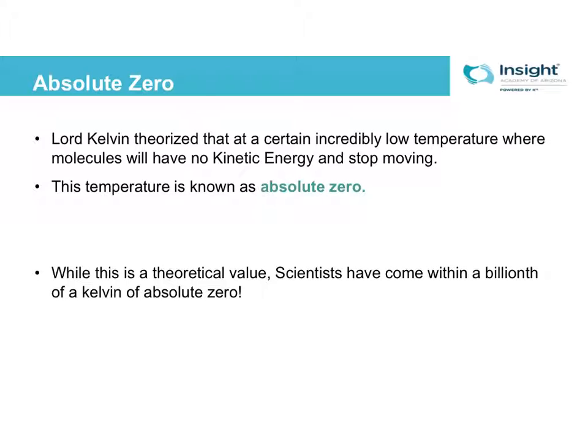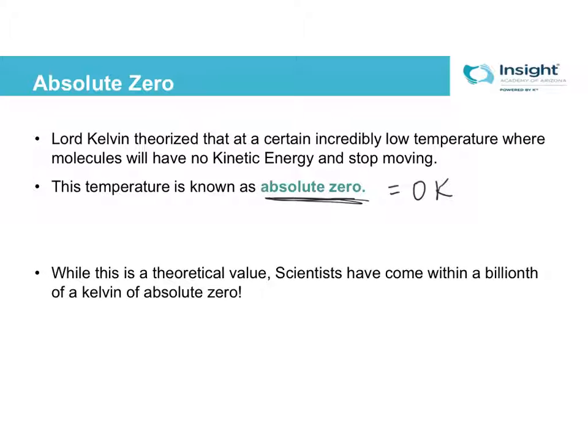So Lord Kelvin, the guy who got the unit named after him, theorized that there is a temperature so low that your molecules stop moving. The kinetic energy drops to zero. That temperature is defined as absolute zero, and that's what we made 0 Kelvin. So absolute zero is 0 Kelvin, and that is the temperature at which all molecules stop moving.